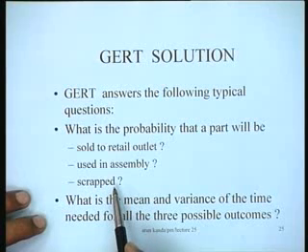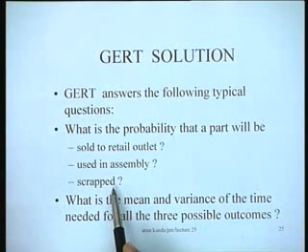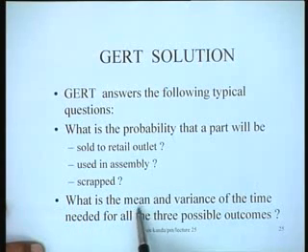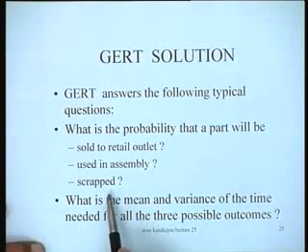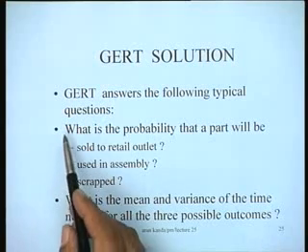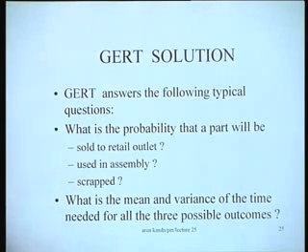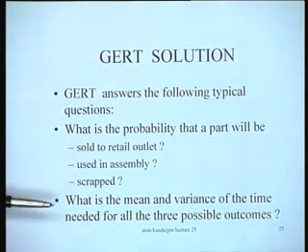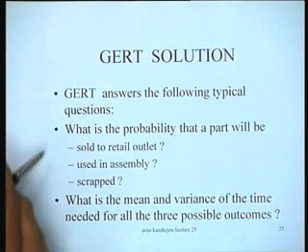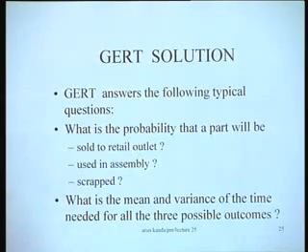In conventional networks, this probability is always 1. Then you will always be able to work out the mean and variance of the time needed for all the 3 possible outcomes. These will be random variables, and you can actually work out that solution. So essentially, we are providing answers to these 2 basic issues through a GERT analysis. It could be done either analytically or through a GERT simulator. But essentially we are trying to answer these 2 questions.